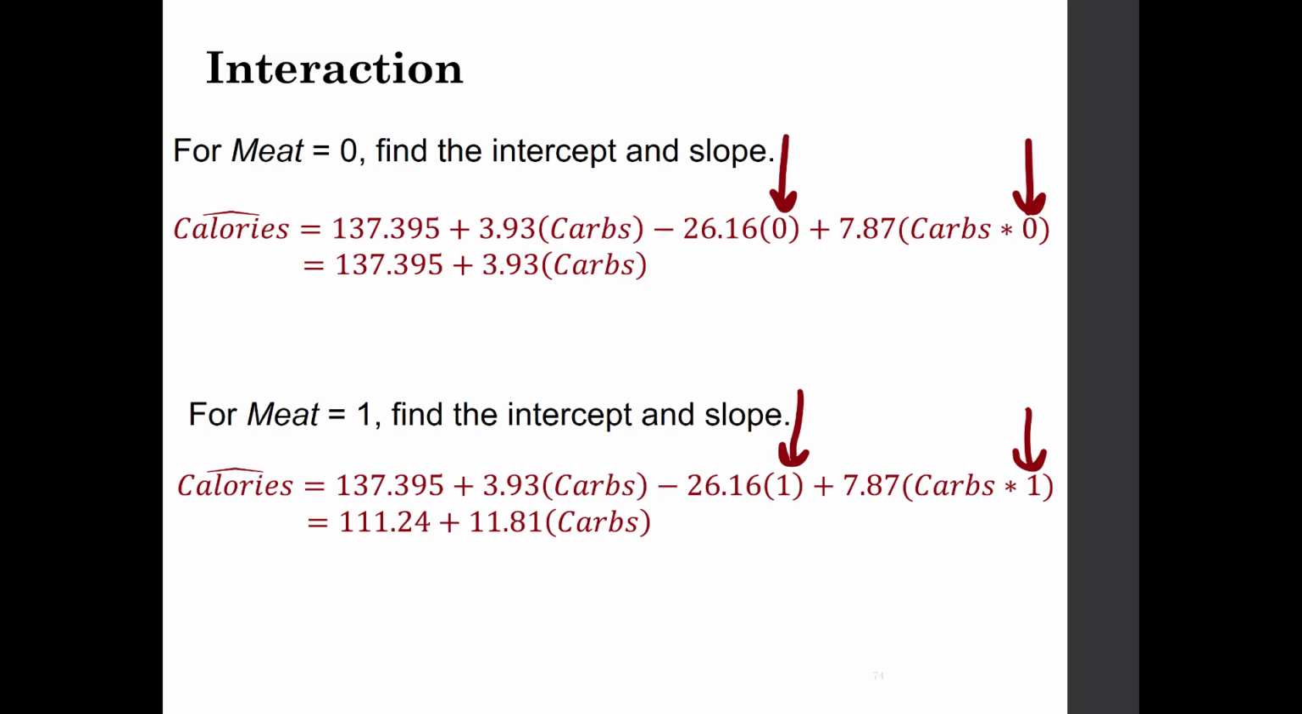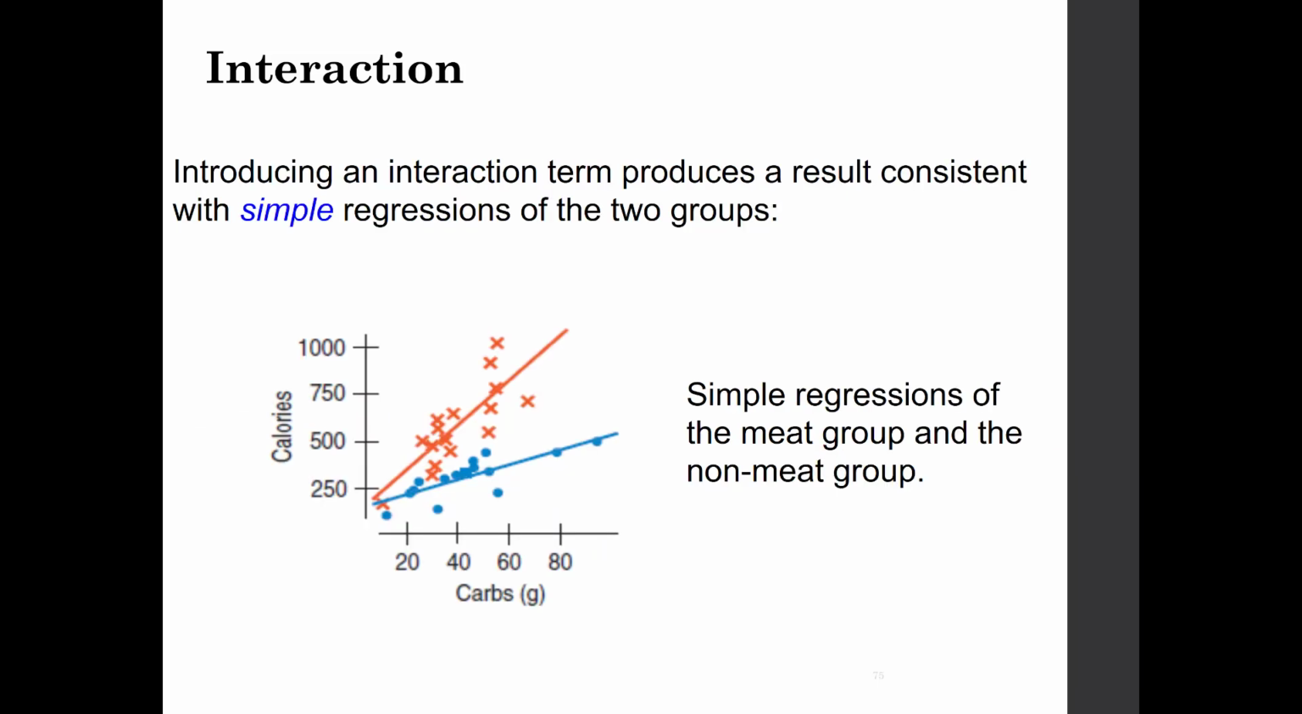Now take notice, when meat equals 0, the slope is 3.93, and when meat equals 1, the slope is much higher, it's 11.81. And when we take a look at our original scatter plot with the lines drawn in it that we started with, we can see that the slope for the meat line is much steeper than the one for the non-meat line. So this coincides.